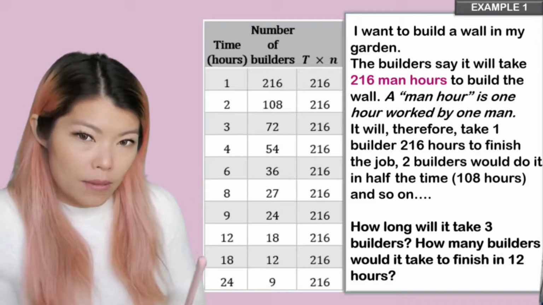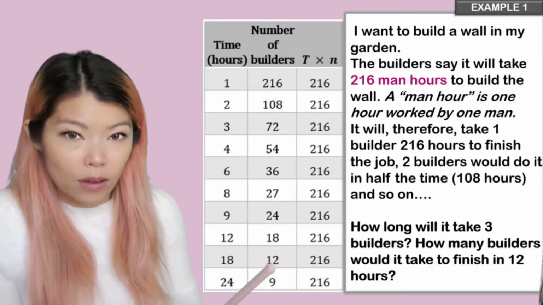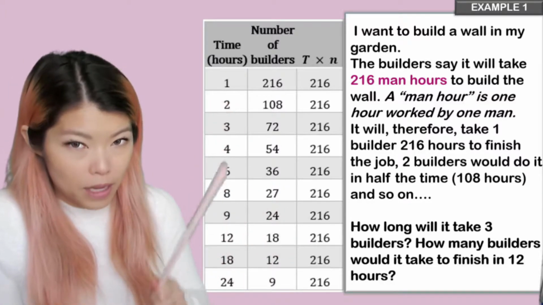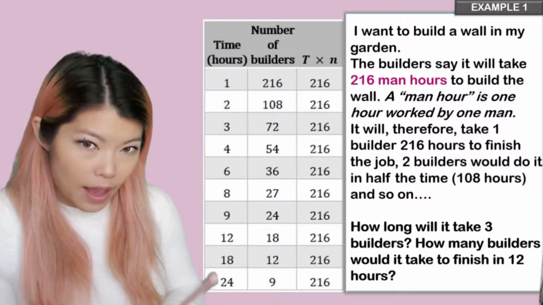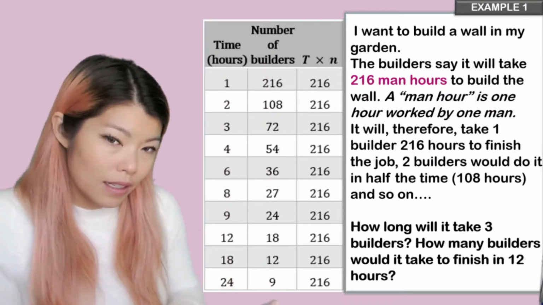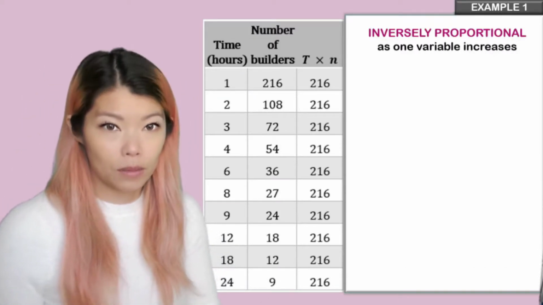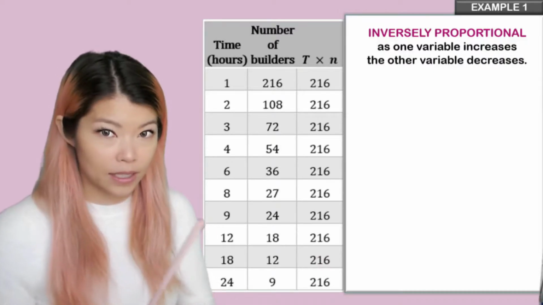The more time you have to build it, the less people you need to help you out. So this time it's not directly proportional, where when x goes bigger, y goes bigger. This is not happening. This time, as x goes bigger, y is getting smaller. We call this inversely proportional. As one variable increases, the other value decreases.